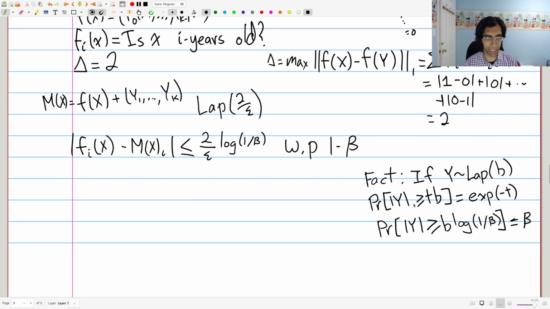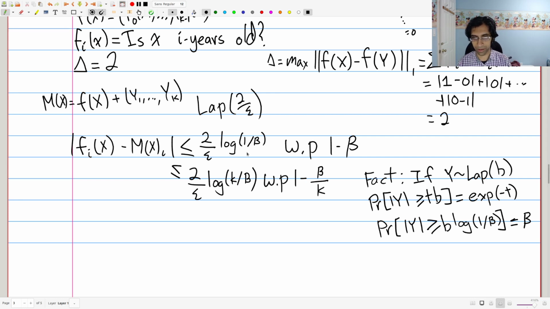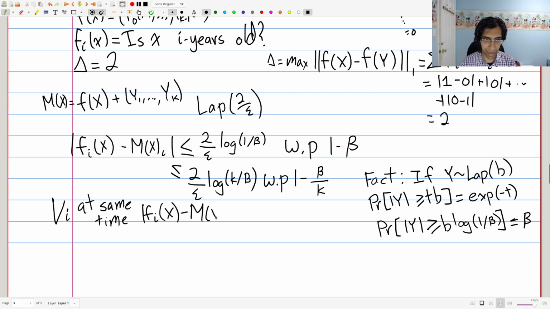But instead, we could in fact use this same tail inequality and say that this is less than or equal to 2 over epsilon log k over beta with probability 1 minus beta over k. And I didn't do anything fancy here. I just subbed in a different parameter into this bound. Now, what I'm going to do is use a union bound over all i's. And from here, we can say that for all i simultaneously, we have the following bound: f_i(x) minus M(x)_i is going to be less than or equal to 2 log(k over beta) over epsilon.